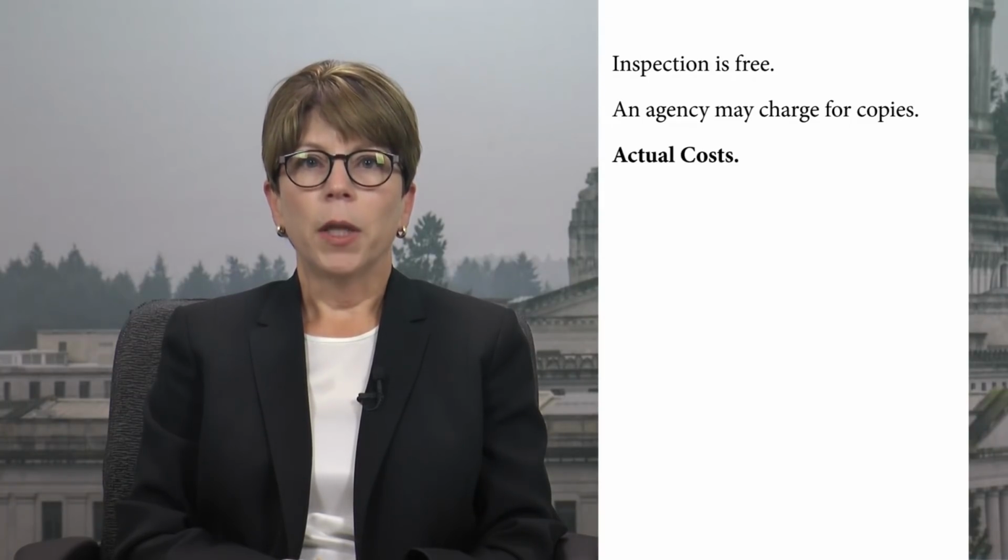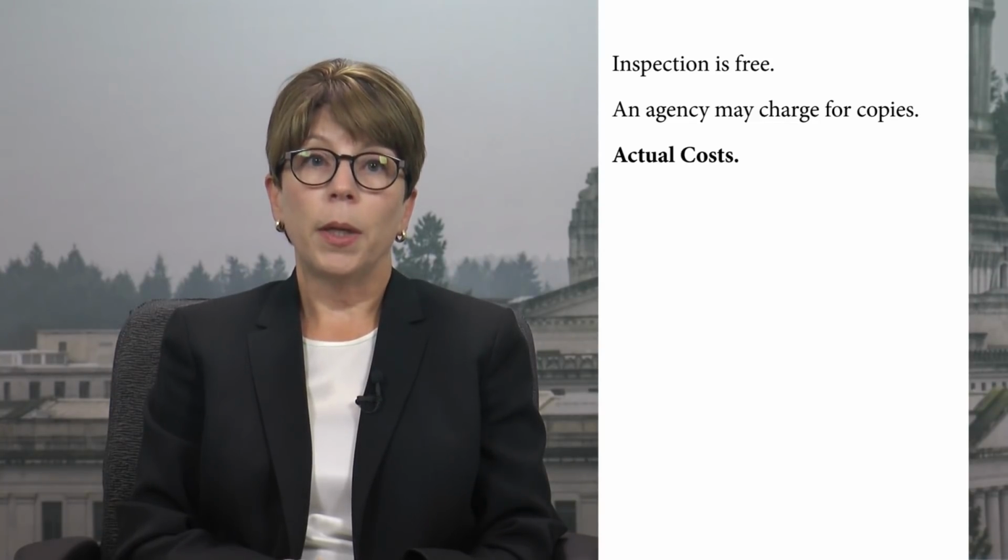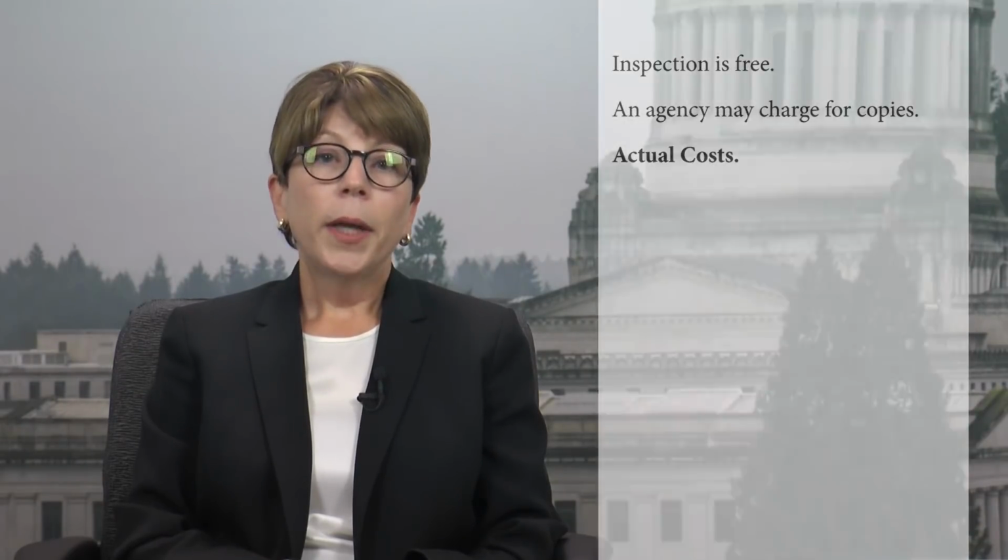In order to charge actual costs, an agency must make available for public inspection and copying a statement of the actual per page or other costs and how it determined actual costs. An agency may adopt its statement of actual costs only after providing notice and a public hearing. When calculating fees, the agency must use the most reasonable, cost-efficient method available to the agency.